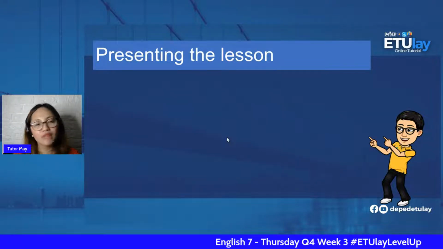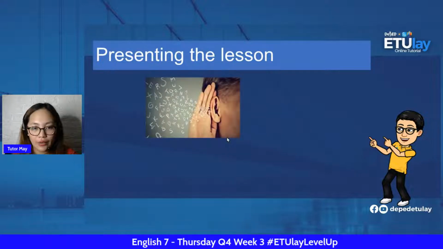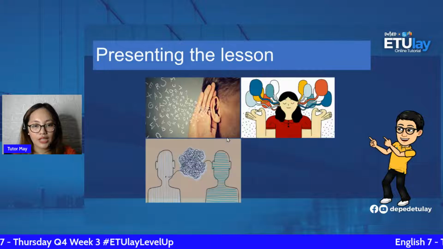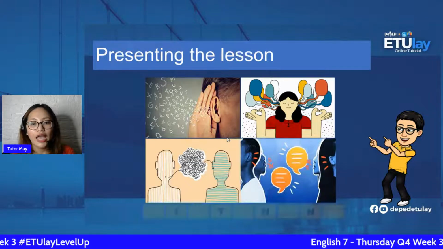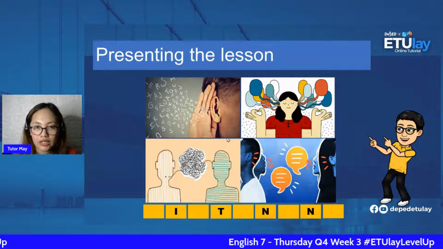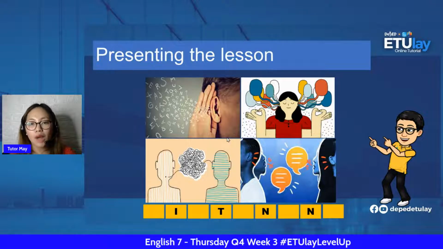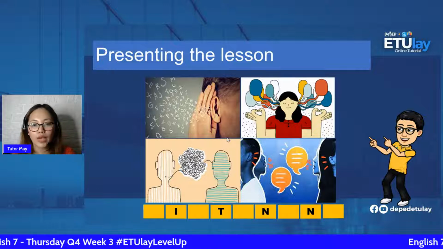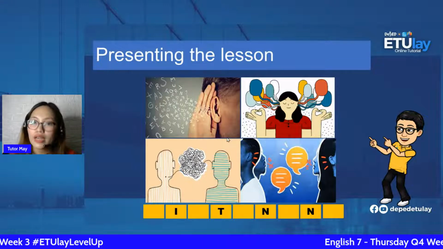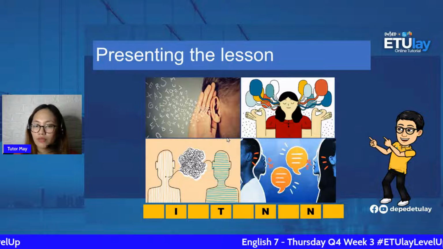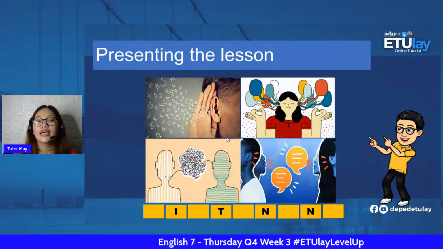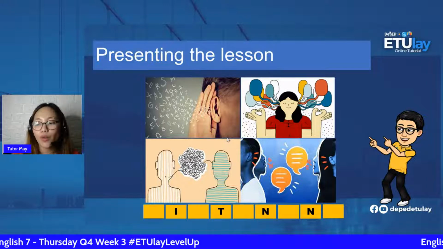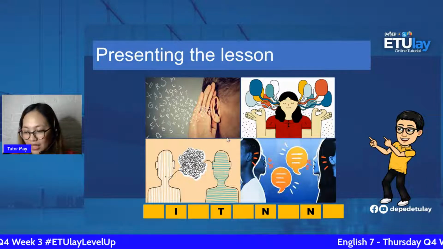Okay, let's have a new lesson for today. I know you can see these pictures. You have these 4 pictures on the screen. What do you think is the word that we can come up with using the 4 pictures? We have 4 letter cues here, and the entire word that we are looking for is a 9-letter word. What do you think is this word?